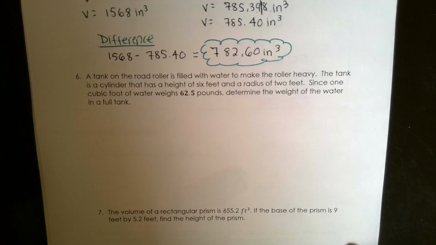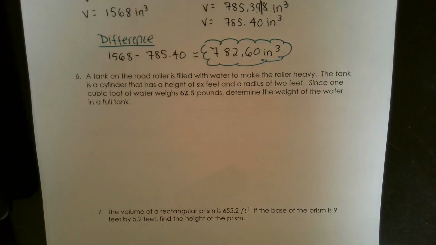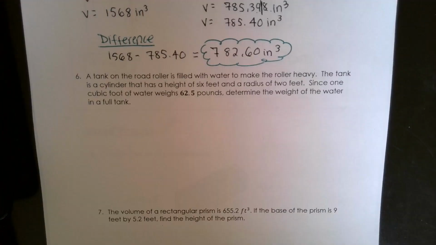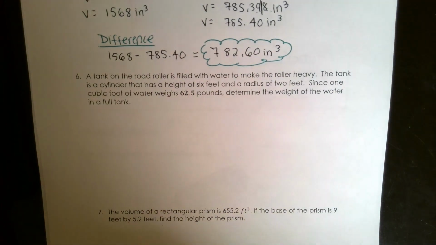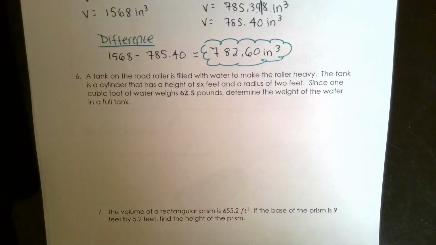Next, a tank on the road roller is filled with water to make the roller heavy. The tank is a cylinder that has a height of 6 feet and a radius of 2 feet. Since 1 cubic foot of water weighs 62.5 pounds, determine the weight of the water in a full tank.